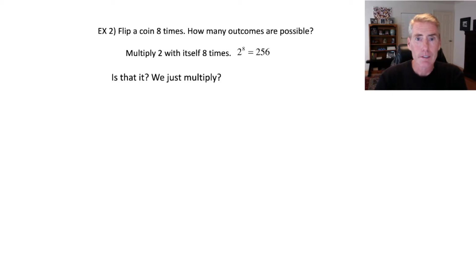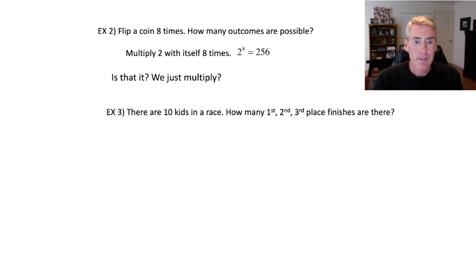So is that the whole section? We just multiply? Well, imagine this. There's 10 kids in a race. How many first, second, third place finishes could there be? So at the beginning of the race, I don't know any of these kids. I don't know who's fastest, who's second fastest, and who's third fastest. So I'd have to look at all the possibilities. As the kids are running, there's 10 of them in the race. So there's 10 possibilities for getting first place.